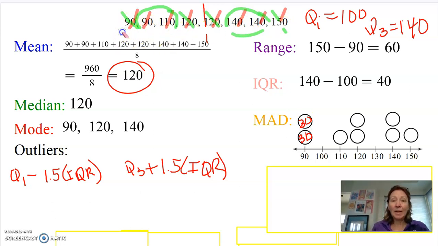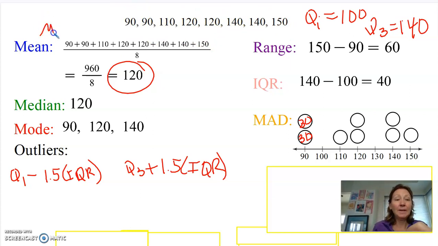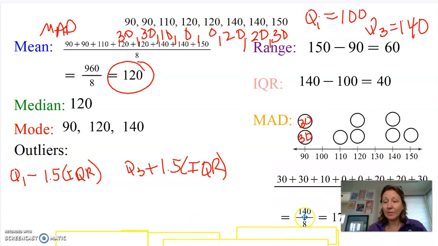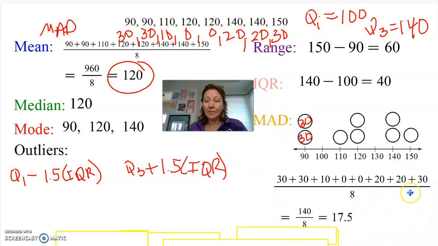So let me show you how we did that before. You can use the dot plot, or you can write the numbers underneath. So this is what I'm going to use to find the MAD. I'm going to write the distance from the average. So 90 is 30 away. This other 90 is 30 away. This is 10 away, 0, 0, 20, 20, and 30 away. And you're going to add all of those numbers together, and you're going to divide by the number of numbers. So when you divide by 8, you get 17.5. So the MAD is 17.5.